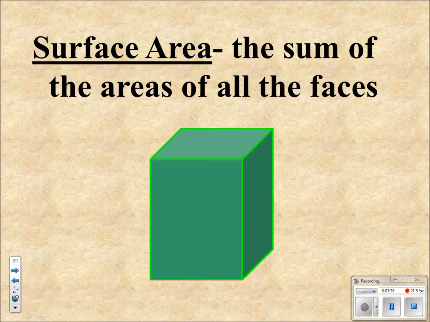Now, surface area, the definition says, is the sum of the areas of all the faces. So basically what we're going to do is, remember, the face is the flat side. So we're going to find the area of every single flat side of this three-dimensional figure. And after we find the area of each of those, we're going to add them together, and that'll tell us the surface area.